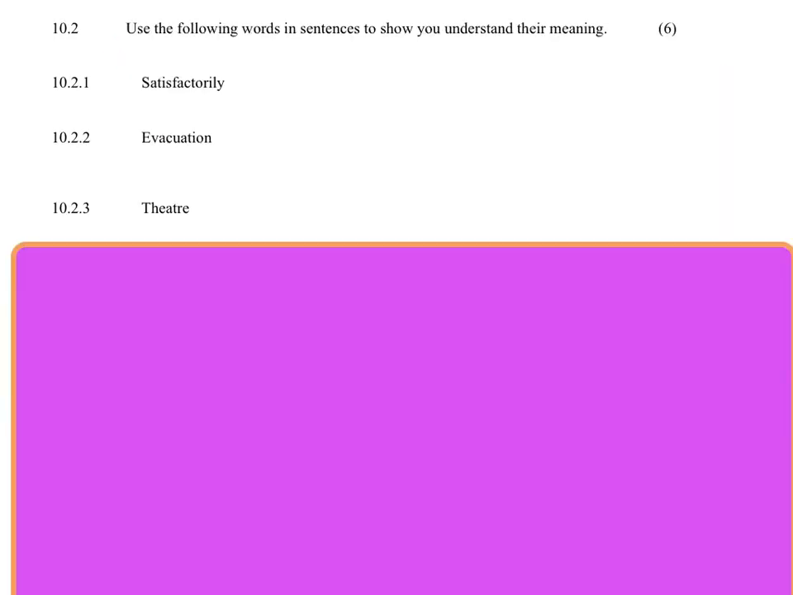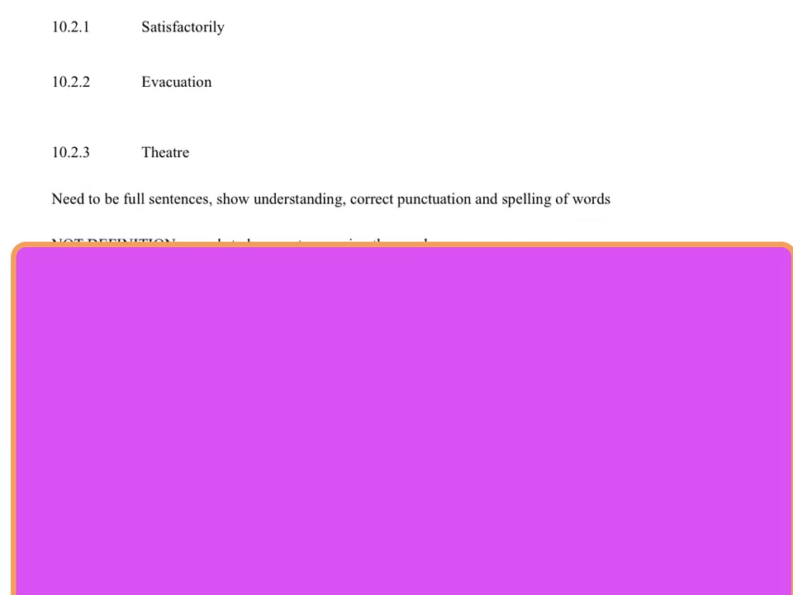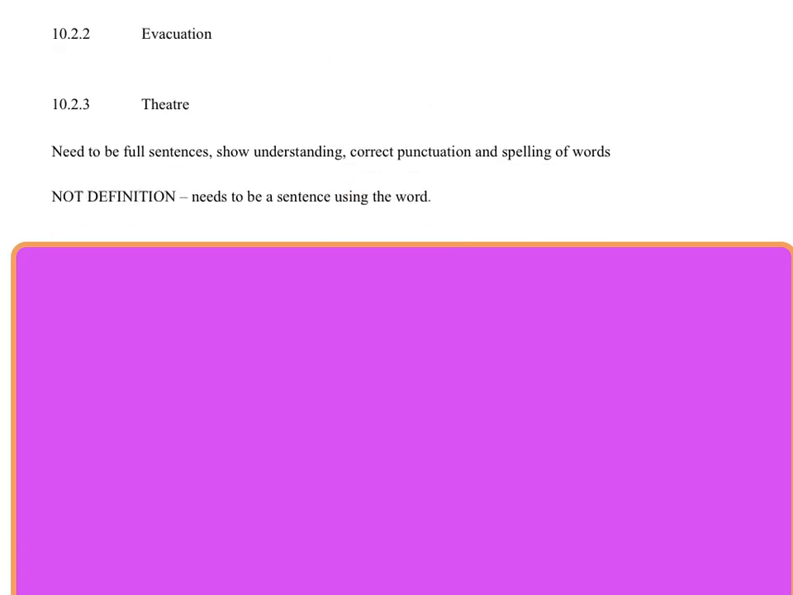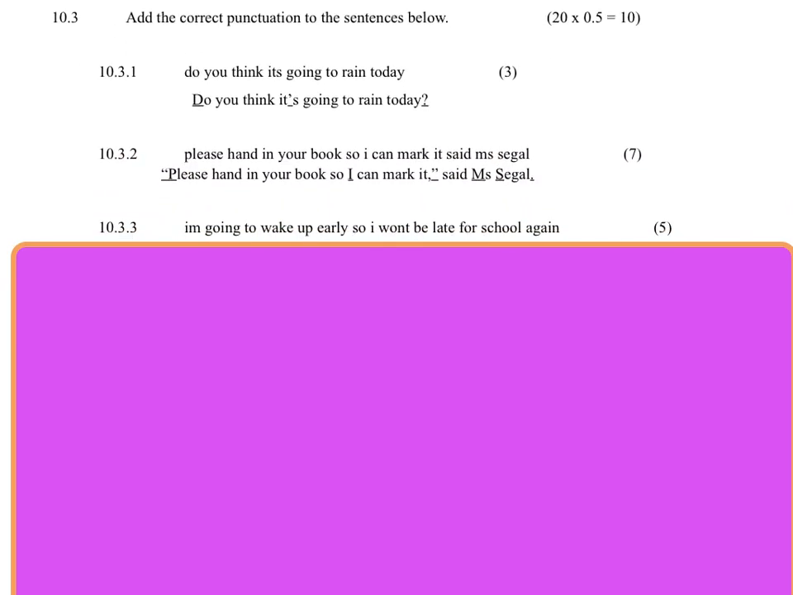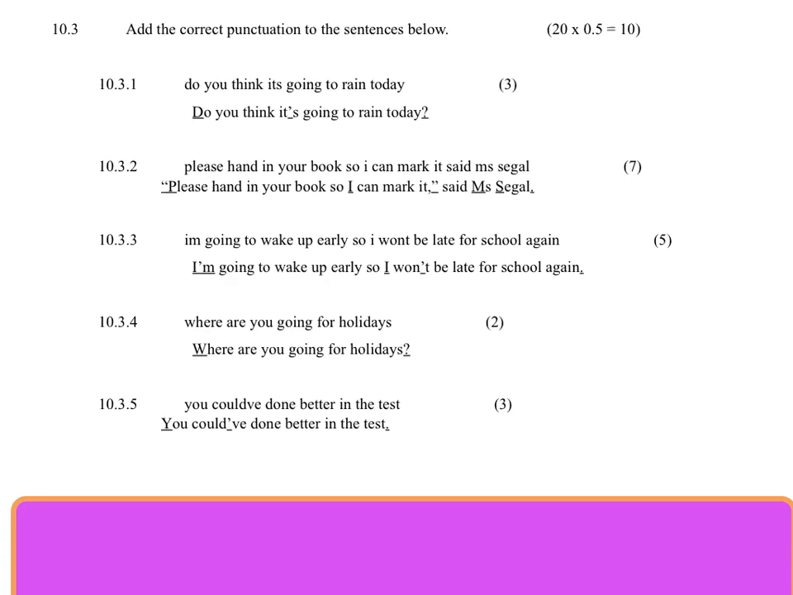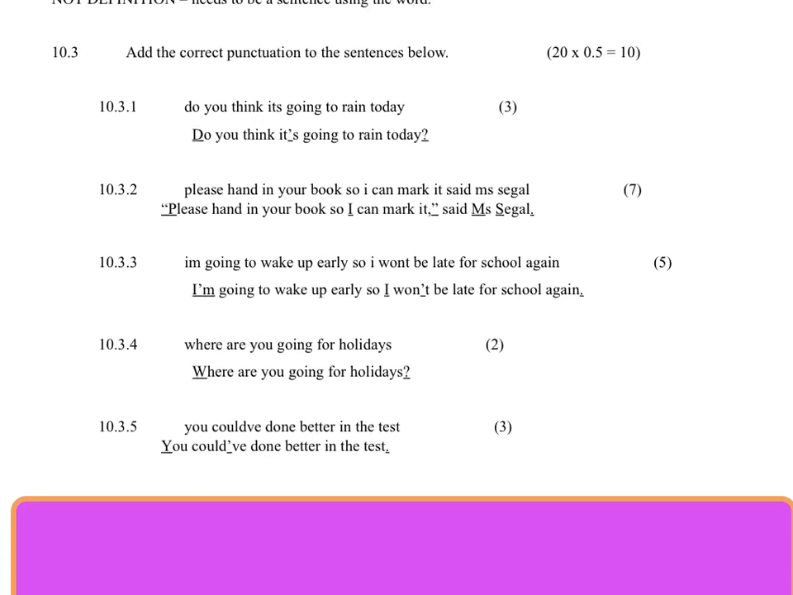These words need to be used in proper sentences for 2 marks each, and you know the important thing by now that it needs to be a full sentence showing an understanding of the word, not a definition, and it needs to have correct punctuation and spelling. Then you can get your 2 ticks for each one to make up the 6 marks. Finally, the punctuation, so you can just check all the punctuation corrections over here, add up how many ticks you get, and then divide it by 2 to get a mark out of 10.